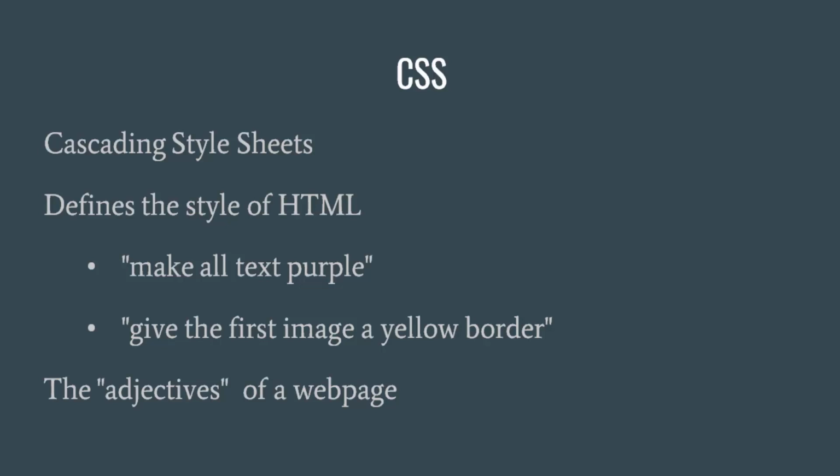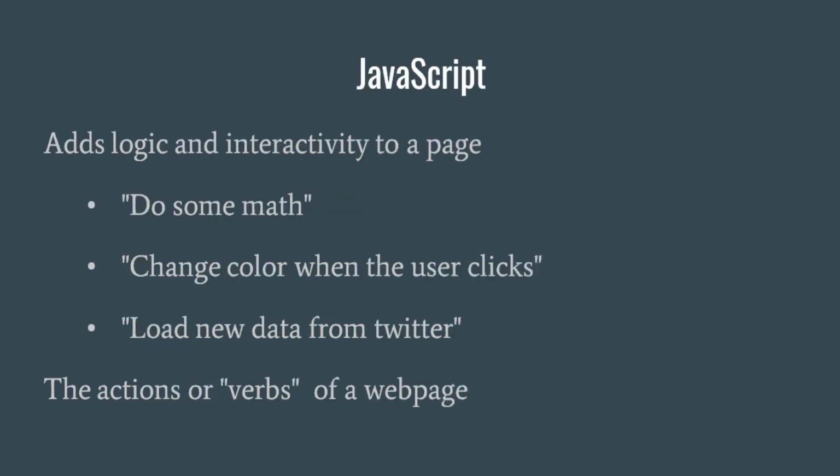So CSS, cascading style sheets. We'll learn exactly where that name comes from in a little bit, but basically it styles existing HTML. So you can say things like make all those bullet points green, make the background pink, make the border yellow. It is sometimes considered to be the adjectives of a web page, or some people call it the skin to HTML's skeleton.